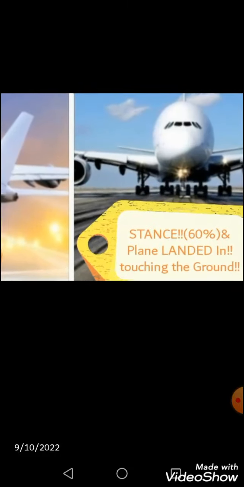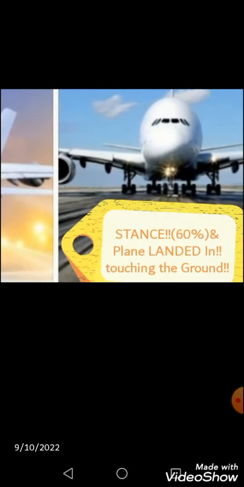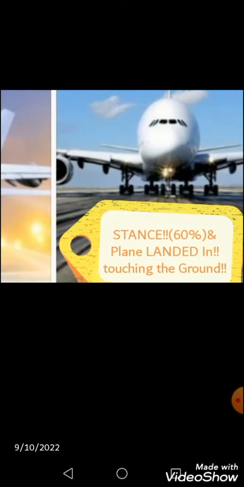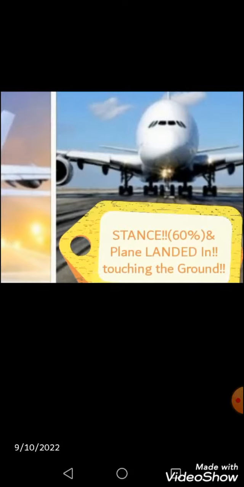The stance phase consists of 60% of the gait cycle, just like the plane landing and touching the ground. And what about the swing phase? It consists of 40%, like the plane which takes off and leaves the ground, right?